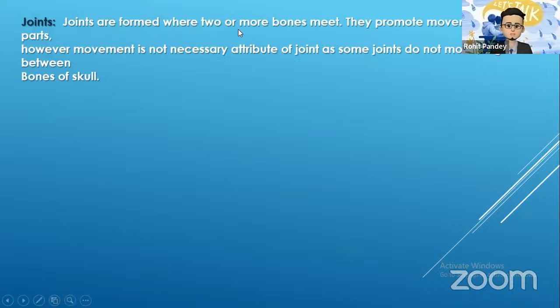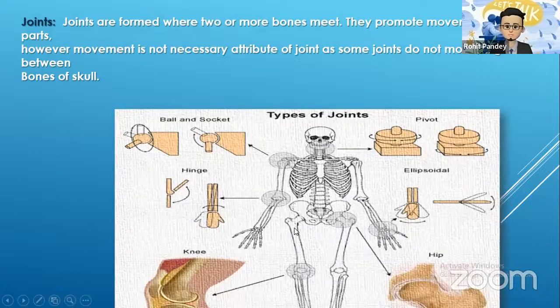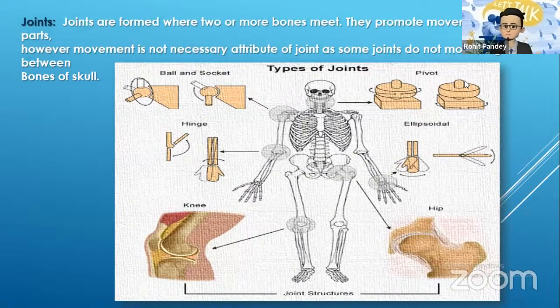Joints are formed where two or more bones meet. They promote movement of the body parts. Movement is not a necessary attribute of a joint, as some joints do not move. For example, joints between bones of the skull do not move. I can show you the types of joints.